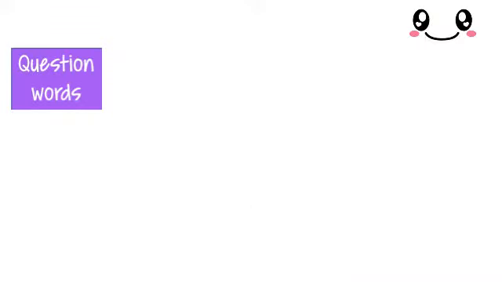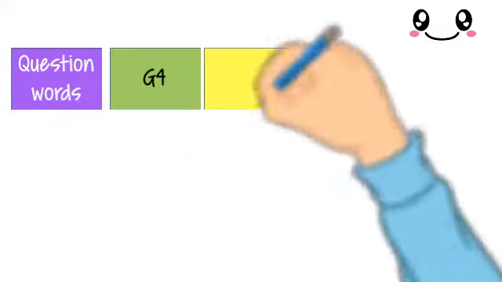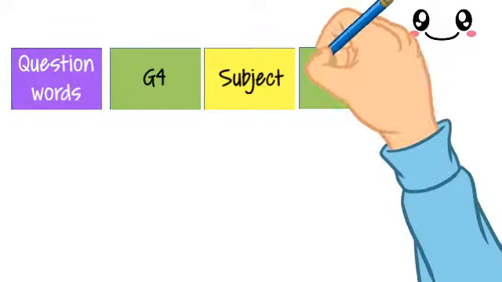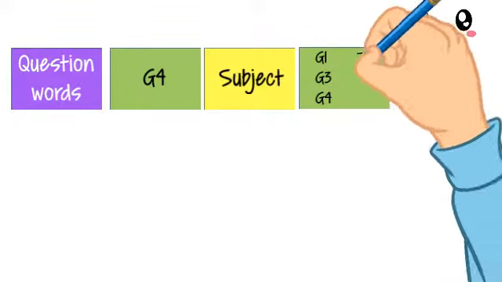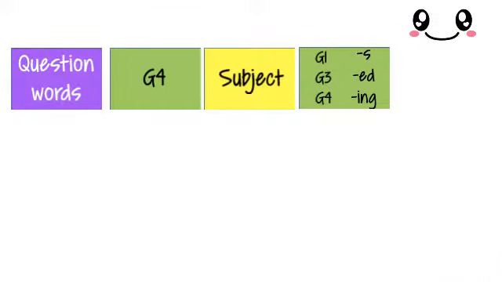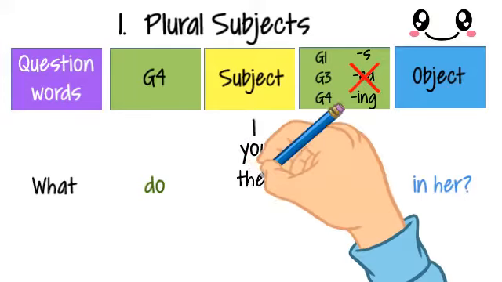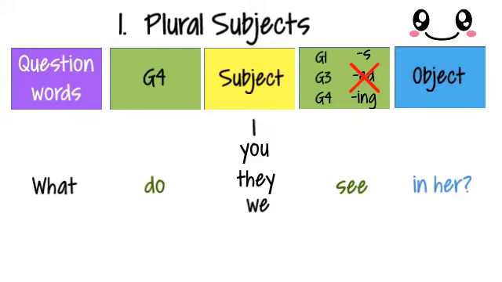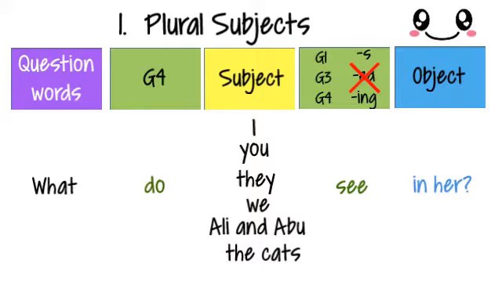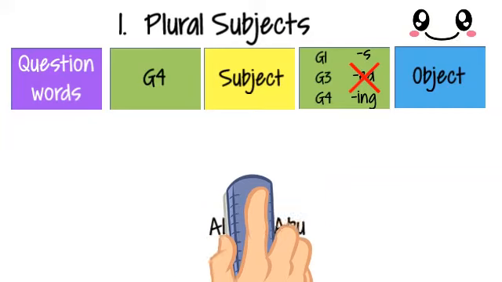Question sentence structure. There is a structure to form a question. So, what is the structure? We can start from question words, G4, subject, G1, G3, G4, no S, no ED, no ING, and followed by object. For instance, what do I see in her? What do you see in her? What do they see in her? What do we see in her? What do Ali and Abu see in her? What do the cats see in her?